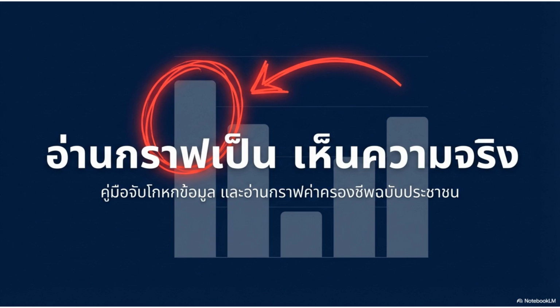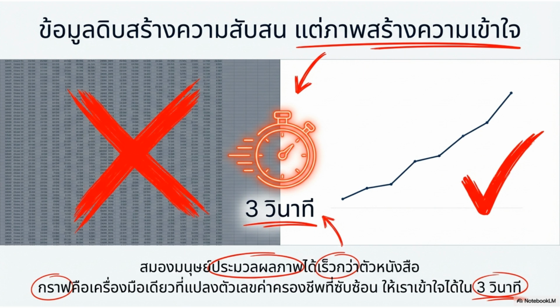Welcome to this video on applying Google Sheets to read graphs and understand the truth within data, along with a guide to decoding data fraud and reading the cost of living index. Raw data can be confusing, but visualizations create understanding. The human brain processes visual information faster than text. Graphs are the only tool to convert complex cost of living numbers into understandable insights in just 3 seconds.